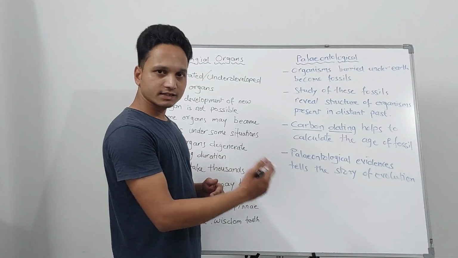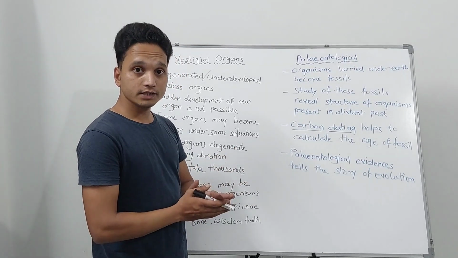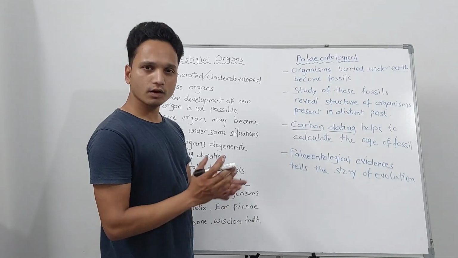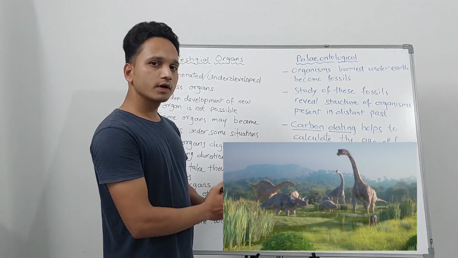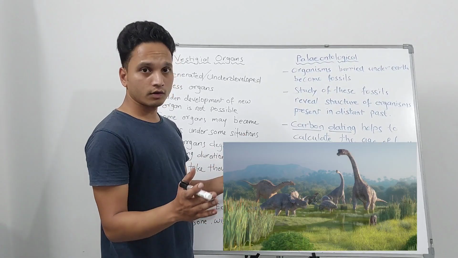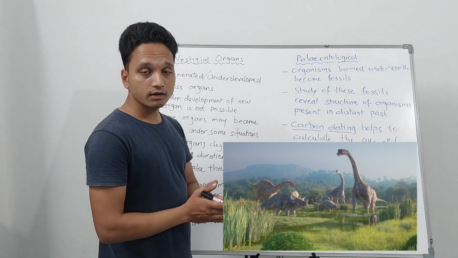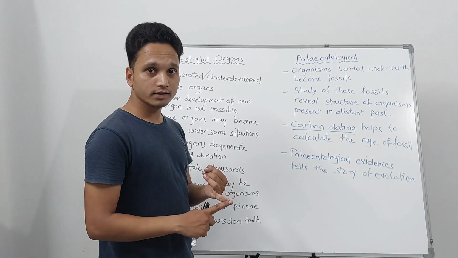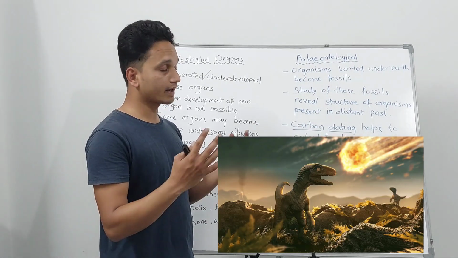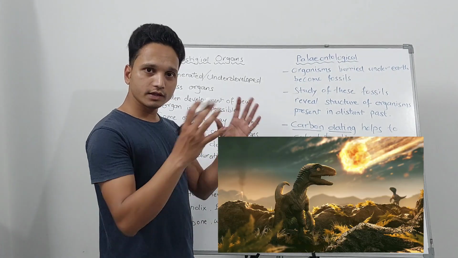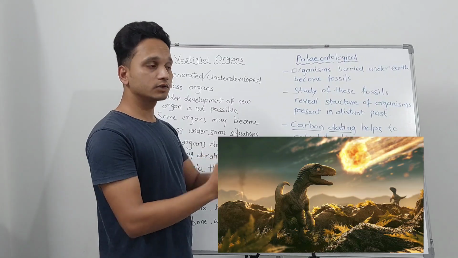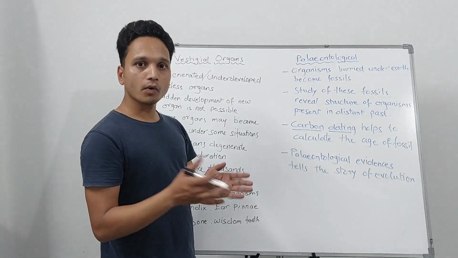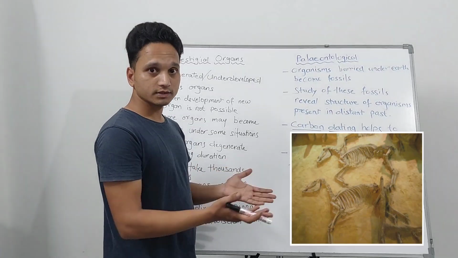Let's move on to the next evidence of evolution, which is paleontology. What is paleontology? Paleontology is the study of fossils. Now, what are fossils? Millions and millions of years ago, the animals which were walking on Earth got buried under Earth. How? There might be some natural calamities, possibly earthquakes, floods, or volcanic eruptions. Due to all these natural calamities, those animals got buried under Earth. And over a long period of time, their bodies became fossils.